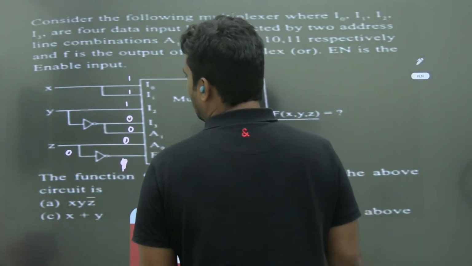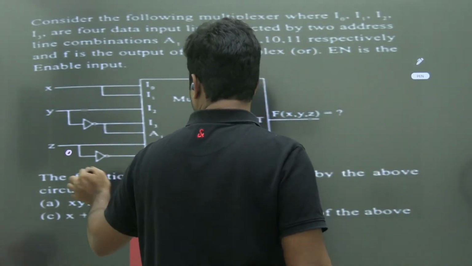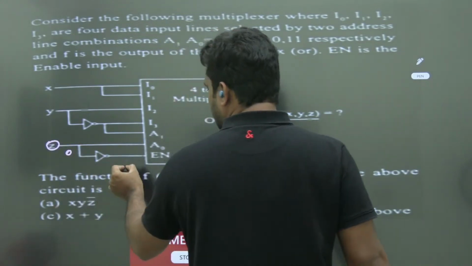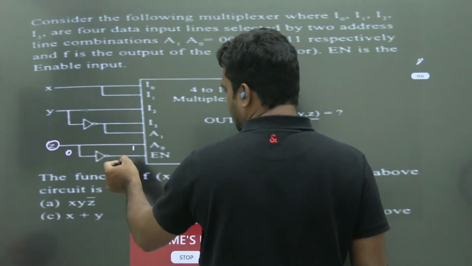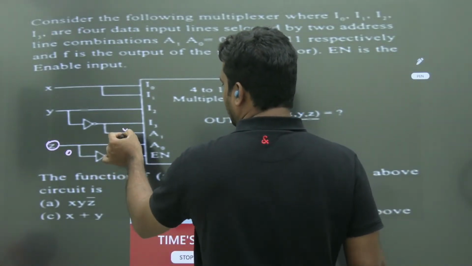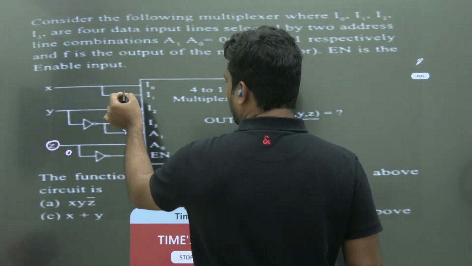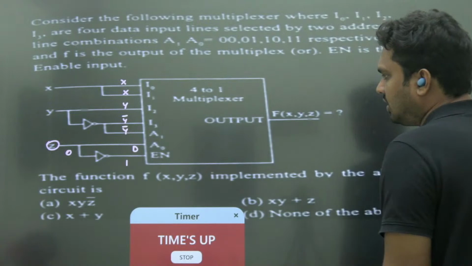ठीक है. And now compulsory Z must be one because enable is one. Then only it will be selected. So A not Z must be. This must be one means its inversion must be zero. So here you get y bar, y, x, x. Okay. So what is that?